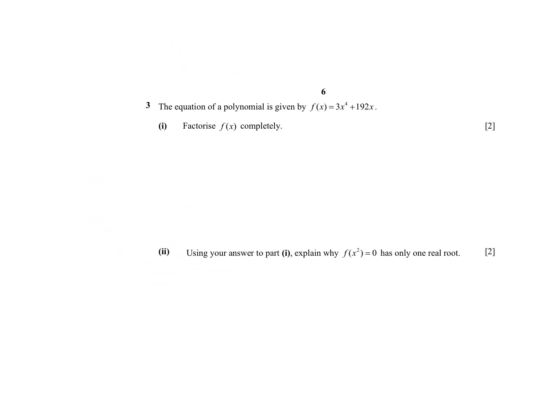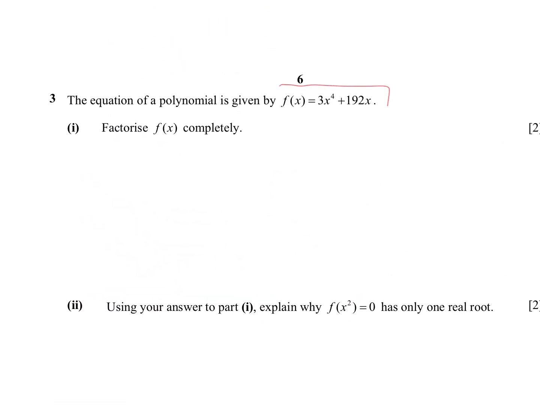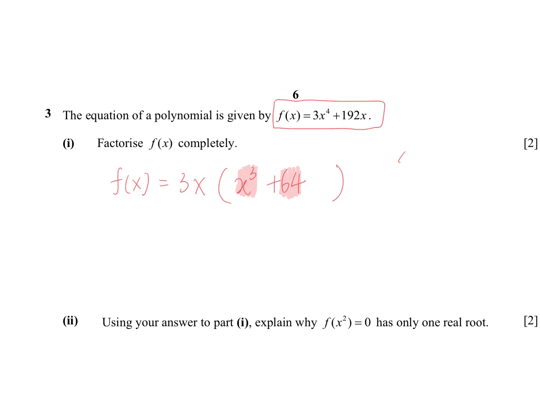Okay, this one. You want to factorize this thing completely. First thing first, what you can do is to extract common factor. So take out the 3x first. Then you realize you have an x cubed here, and then you realize you have a 64, which happens to be both cubic numbers, because it's 4 cubed. So when you see cubic numbers, what comes to your mind? This plus this.